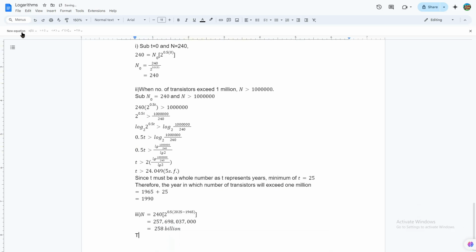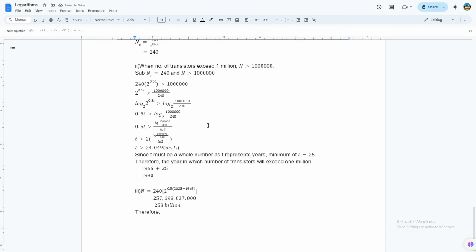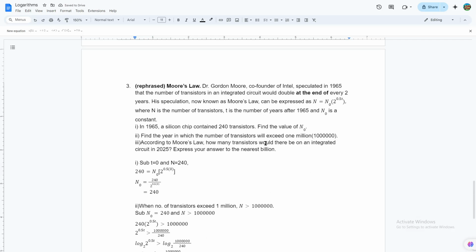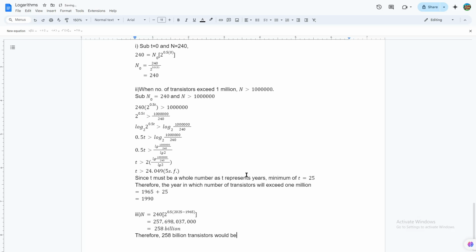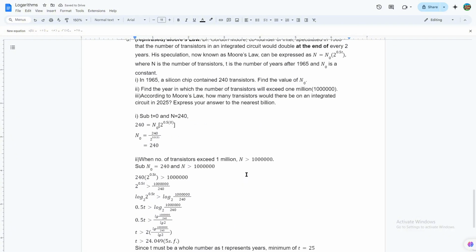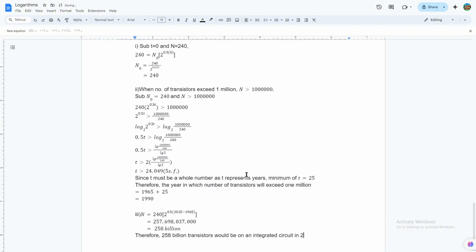So let's write our therefore statement. Therefore 258 billion transistors would be on an integrated circuit in 2025. Done.